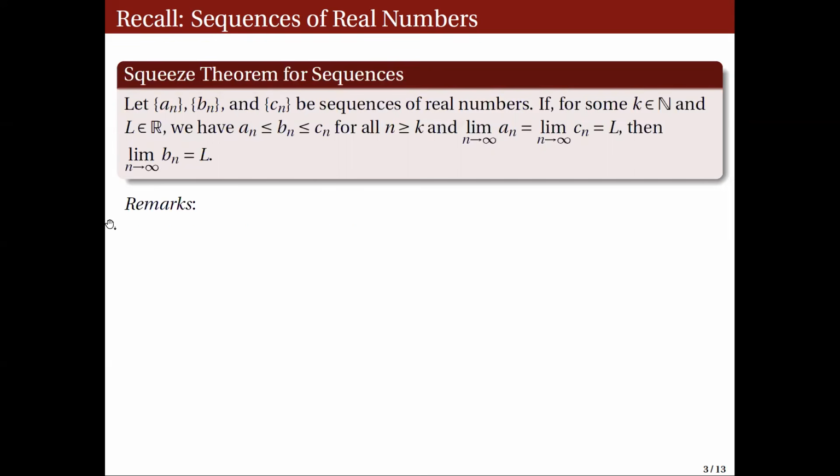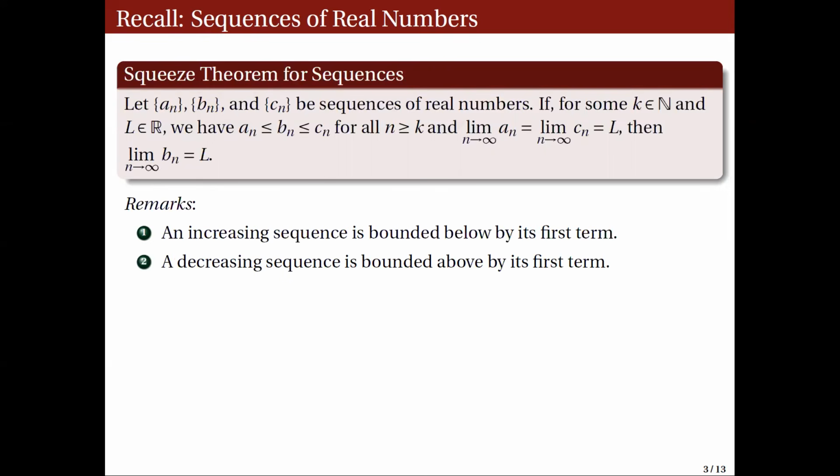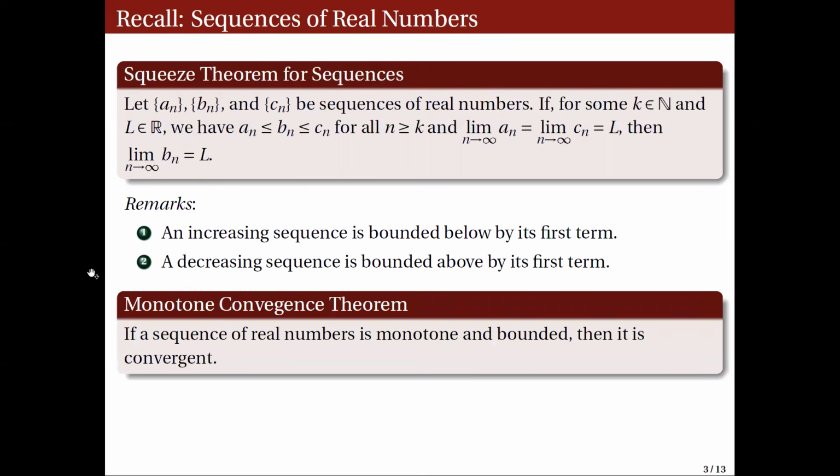The summary remarks. An increasing sequence is bounded below by its first term, and a decreasing sequence is bounded above by its first term. And then you also have learned the following important result known as the monotone convergence theorem, which says that if the sequence of real numbers is monotone and bounded, then it is convergent. So we use these two remarks as well as the monotone convergence theorem to establish the convergence or divergence of a sequence of real numbers.